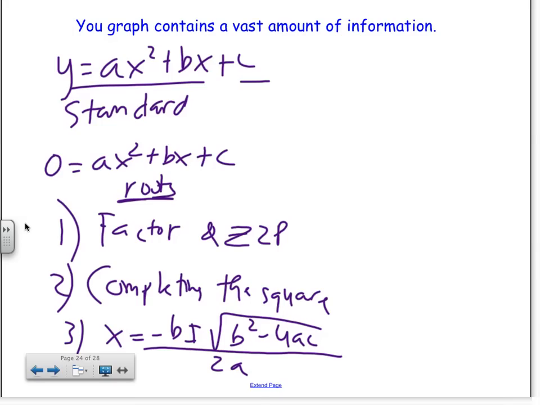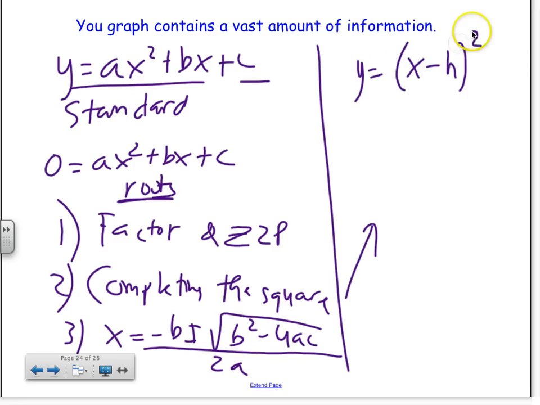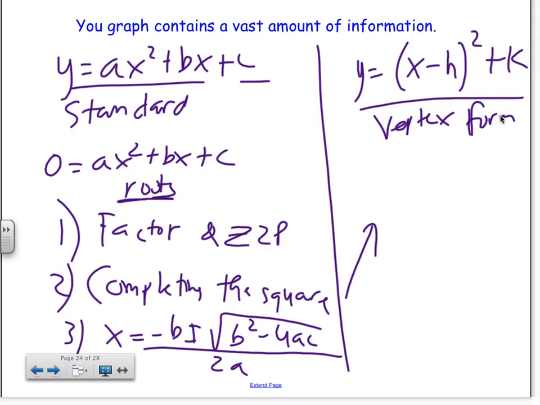I also taught you that by completing the square, you can write it in this format. This is what I want to show you. This format right here is called the vertex form. If I ever give you this kind of form, do we need to solve for the vertex? Have you seen that form yet?